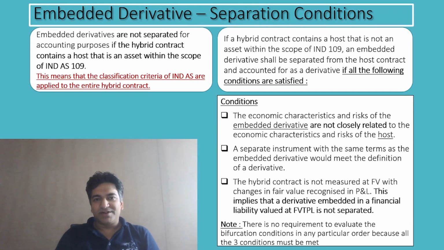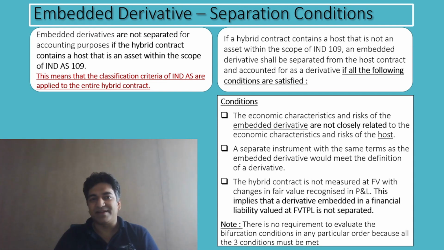We have also understood earlier that Ind AS 109 requires these embedded derivatives to be separated from the host contracts. So let us now understand the separation conditions prescribed by Ind AS 109. Ind AS 109 says if the hybrid contract contains a host that is an asset within the scope of this standard, then embedded derivatives are not separated for accounting purposes. This means that the classification criteria of Ind AS are applied to the entire hybrid contract.